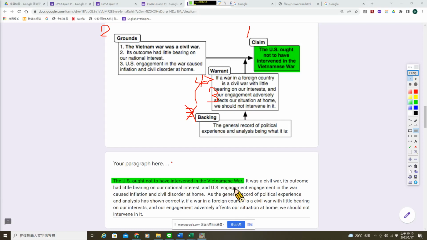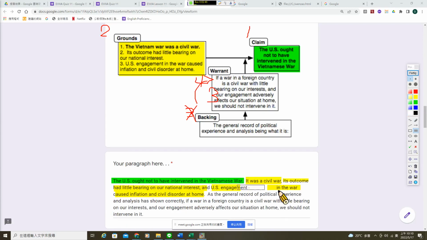And what is the evidence? What are the supporting evidence here? Over here, number 2, we provide the grounds. We have 3 different grounds, right? I just changed the writing a bit. It was a civil war. Its outcome had little bearing on our national interests, and the U.S. engagement in the war caused inflation and civil disorder at home.